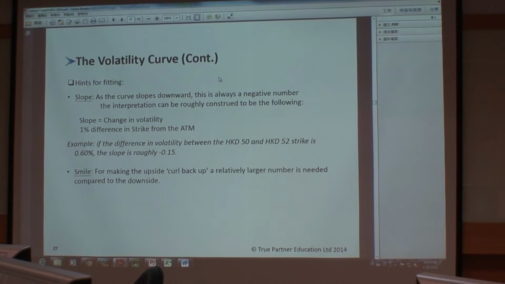So here, if there's a 0.6 volatility difference between the 50 and the 60 strike, then that is about 4% strike difference. So for each percent strike difference, that is 0.15%. So this one would have a slope of -0.15.